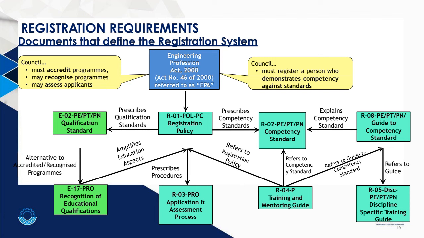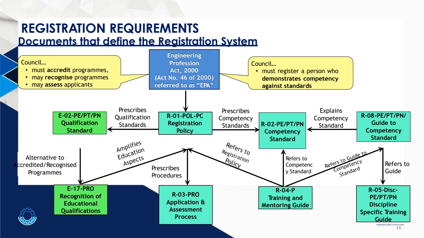Remember when you started, we referred to section 18 of the Act. This is coming from section 19 of the Act. So this is the premise with regards to registration, professional registration or candidate registration, coming from the Engineering Profession Act. Then the overarching policy of registration, R-01.